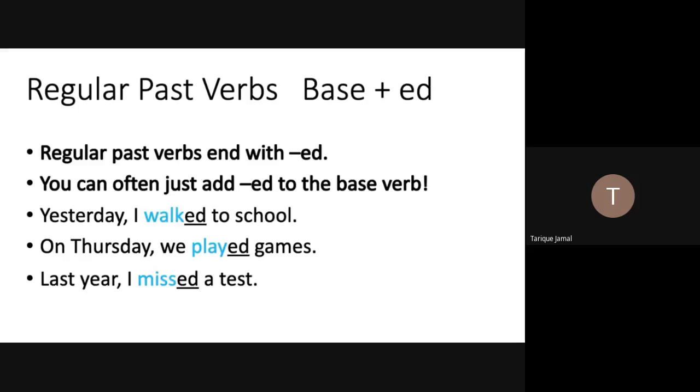All right, so look at the example here. Yesterday I walked to school. On Thursday we played games. Last year I missed a test, right? So now I want you all to read this slide. Look at the verb and how we changed it to ed. And then we'll move on after that. I will leave the slide here for a minute so that you guys can have a better understanding of this past tense.